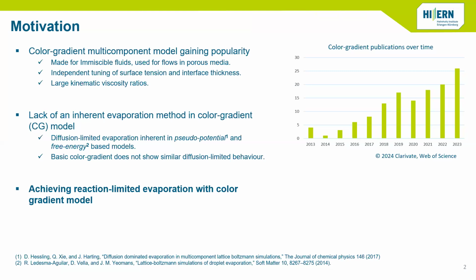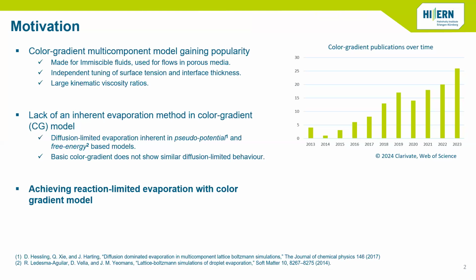So the color gradient multi-component model is a model made specifically for immiscible fluids and therefore commonly used to study flows in porous media. The advantage of the color gradient model is that you can independently tune the model parameters. So the surface tension, interface thickness, density ratio, viscosity ratios, you can tune them independently. And you can go to higher density ratios and viscosity ratios. And the fluid interface that you get in this model is quite stable and consistent.